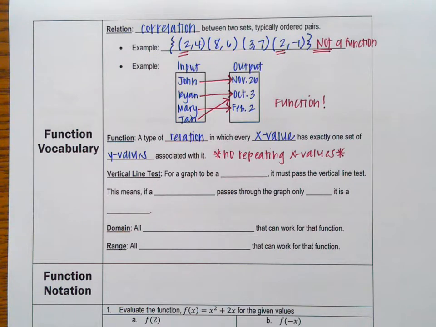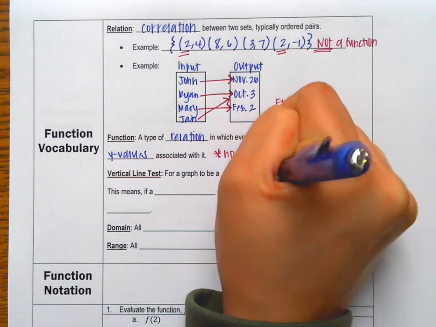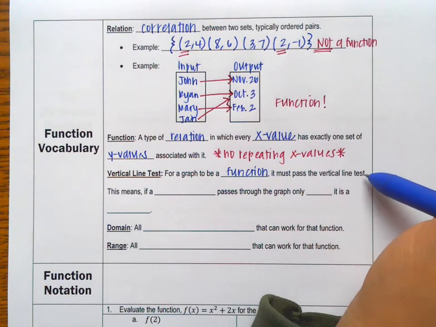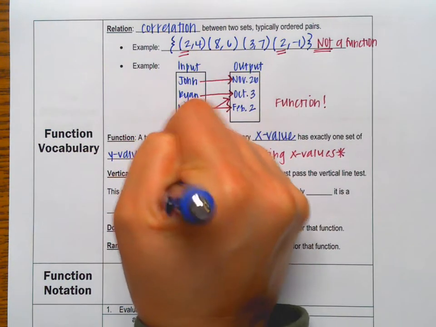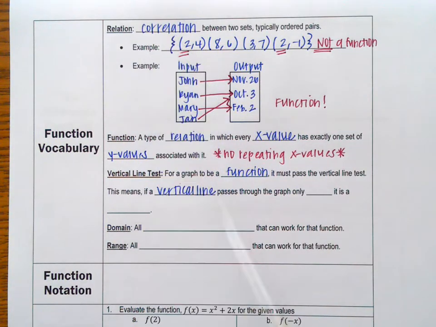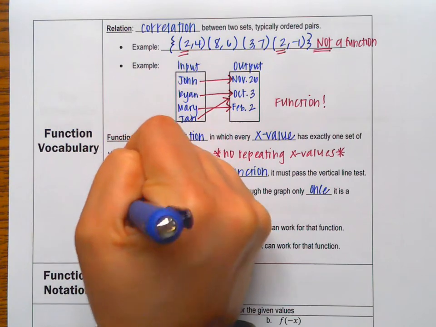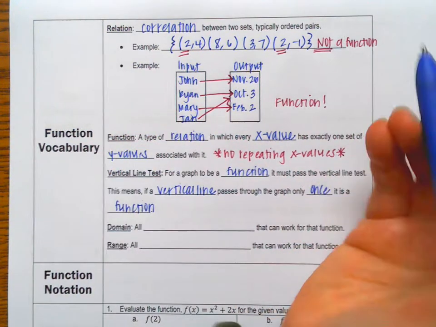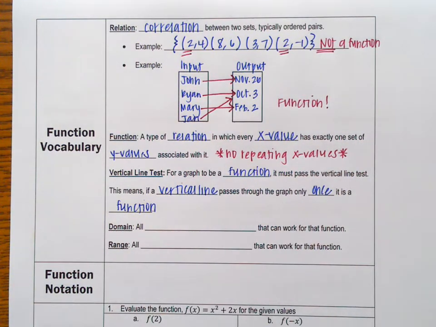Now, most of the time, though, we are looking at graphs. So for a graph to be a function, and you might recall this from Algebra 1, it must pass the vertical line test. This means if a vertical line, which, remember, is up and down like this, passes through the graph only once, it is a function. So if I had a line, let's say, I was looking for a piece of paper. Let's use a Post-it.